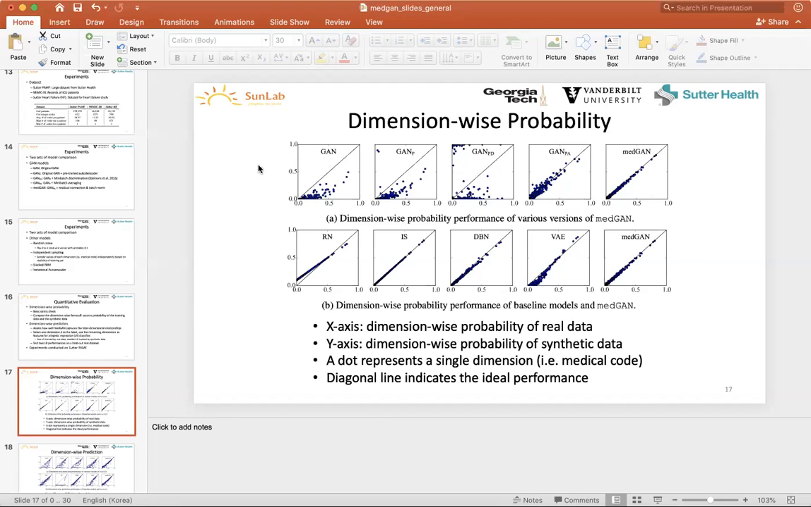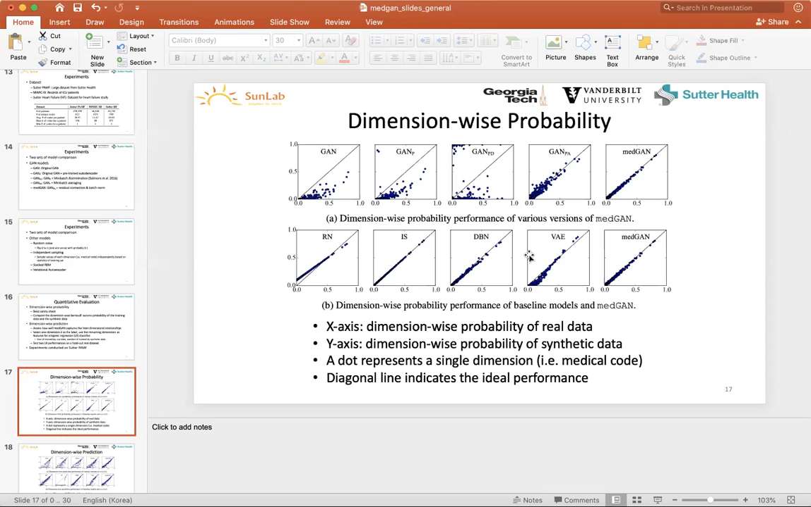And the first row is the ablation study, all the different MedGAN variants, and the second row is the MedGAN versus the baselines. The more realistic your synthetic samples are, so the more similar the dimension-wise occurrence probability is to the real ones, the more the dots will align along the diagonal axis.